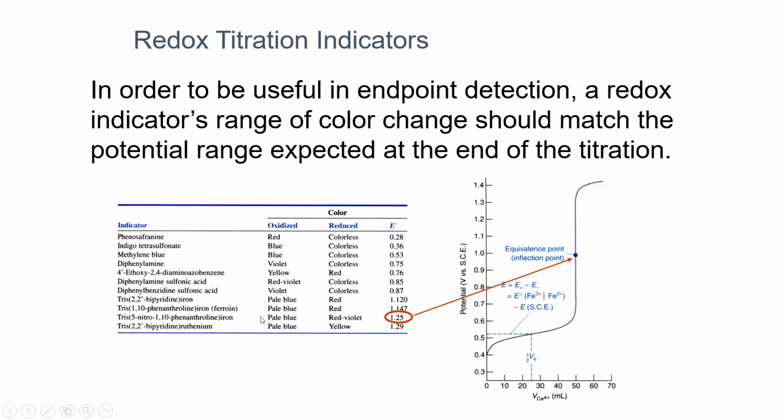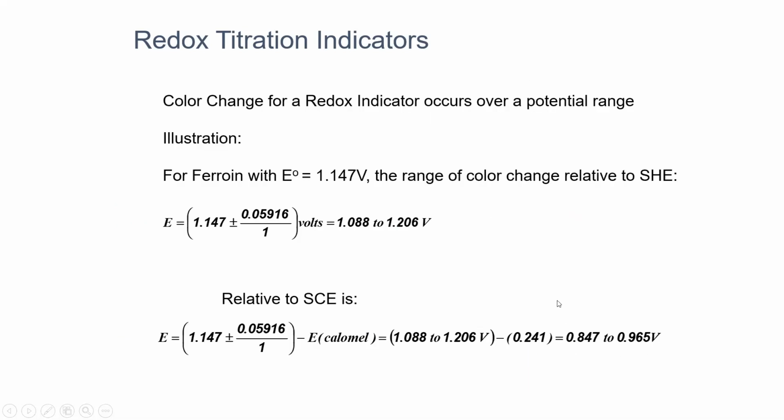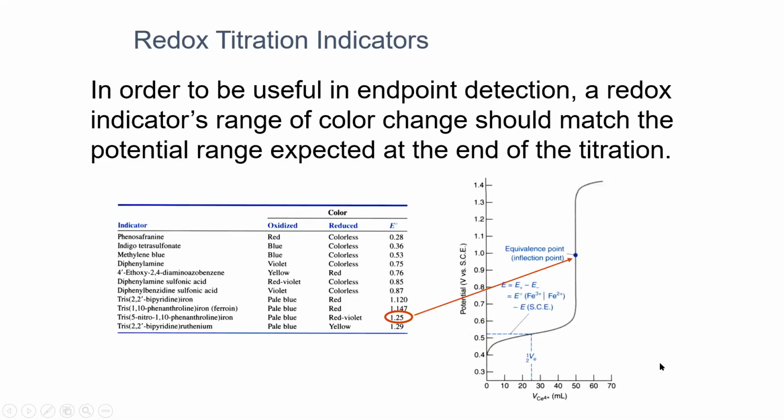So if you look at using ferroin here, say the range is for this ferroin, in oxidized form it will be blue, reduced form is red, and at this electrode potential, in this titration curve, look at the electrode potential is approximately that value.